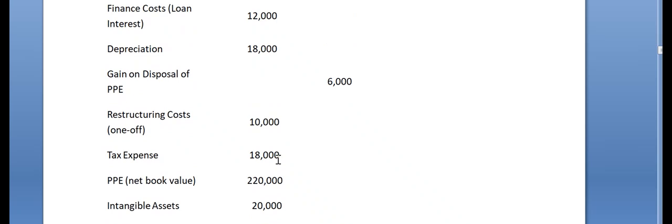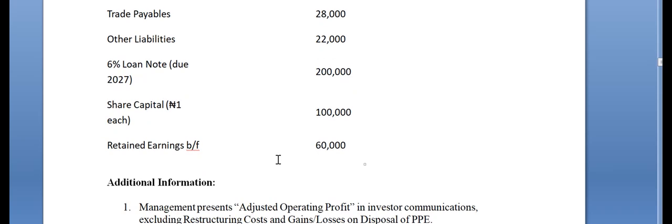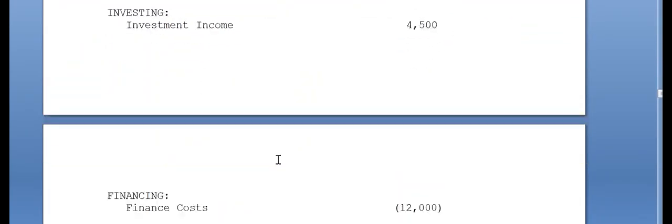Please, you can mute your mic that you put there on as other income. Please mute your mic. So that is that for that.